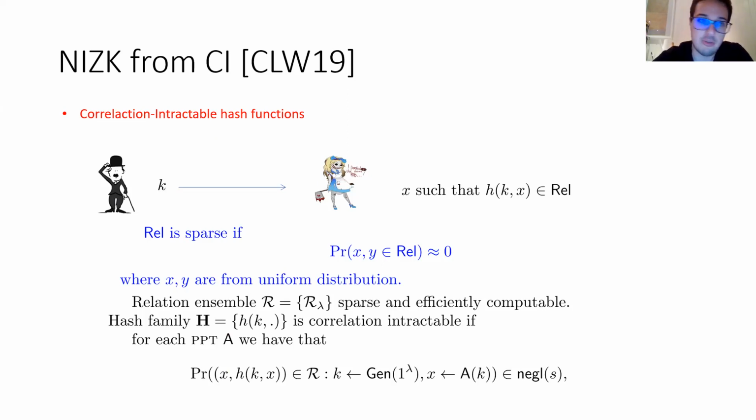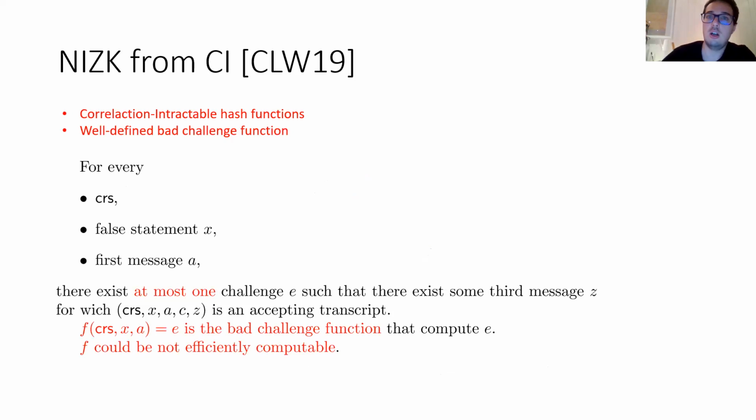We know that there exists a family of correlation intractable hash functions for all sufficiently sparse relations. We want to deal with sigma protocols with this property: for every CRS, false statement X and first message A, there exists at most one challenge E for which it is possible to compute a valid third message Z. Then the function that associates the triple of CRS, false statement and first message to the unique bad challenge is well defined and is called the bad challenge function.